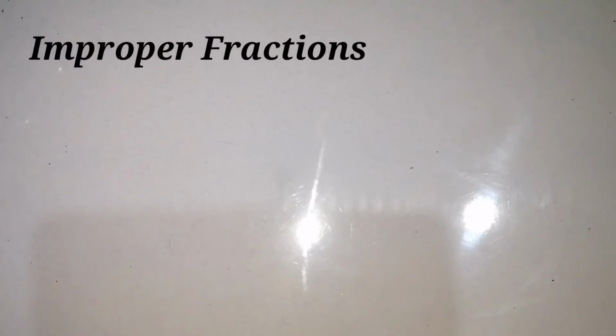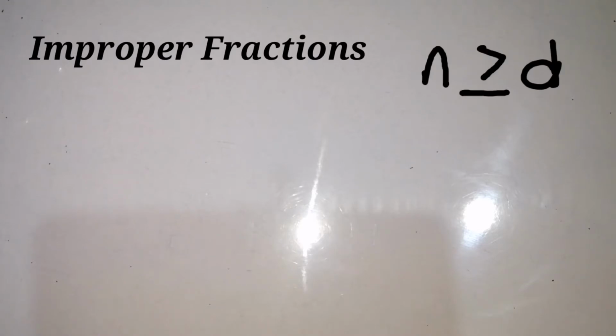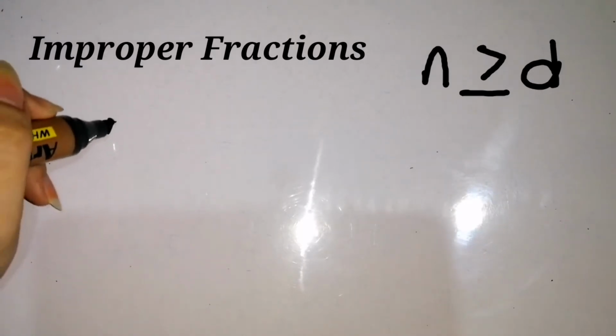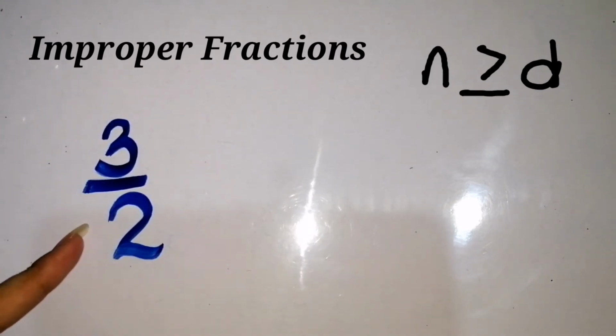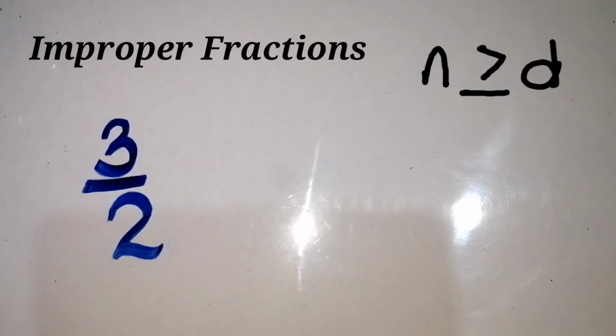Okay, this time we're going to talk about the other type of fraction, which is the improper fraction. Now this time, the value of the numerator here is either equal or greater than the value of the denominator. Like for example, 3/2. 3 is greater than 2, or the denominator.